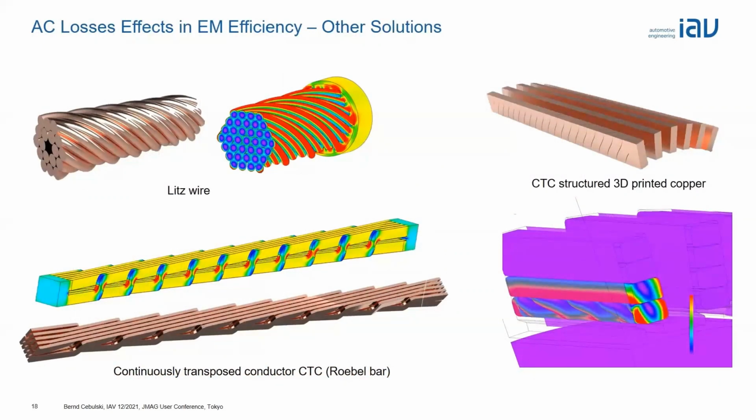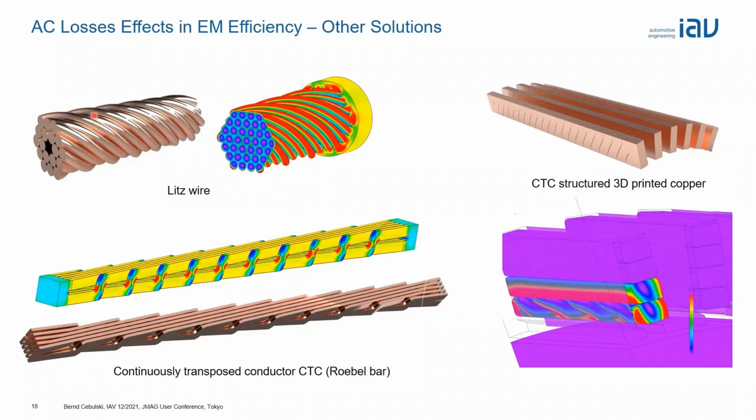One is to use Litz wire. Litz wire has the disadvantage that the copper fill factor is quite low due to the air between the thin wirings. But the advantage is really that the AC effect is compensated due to the different positions of the different wires here.